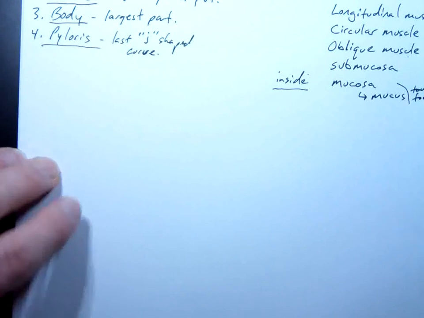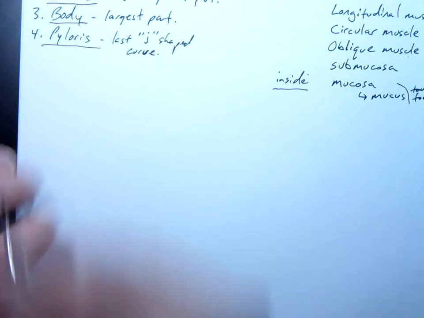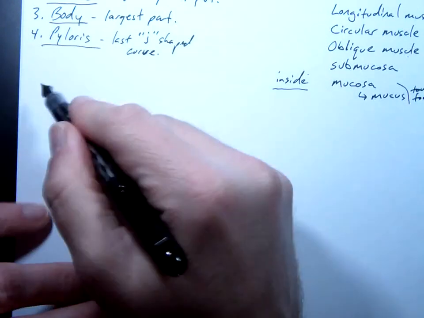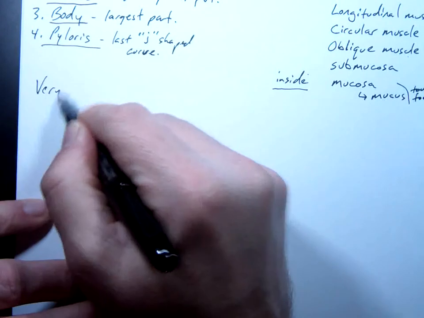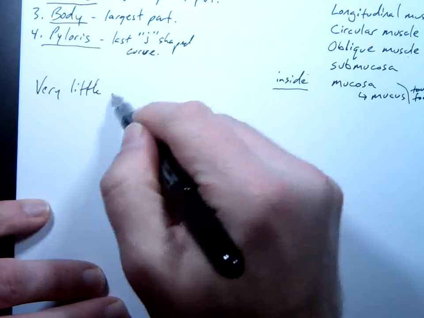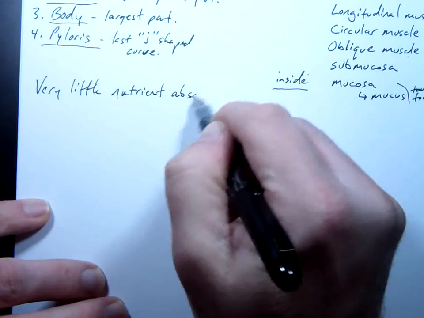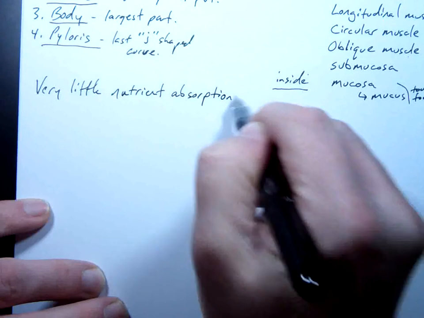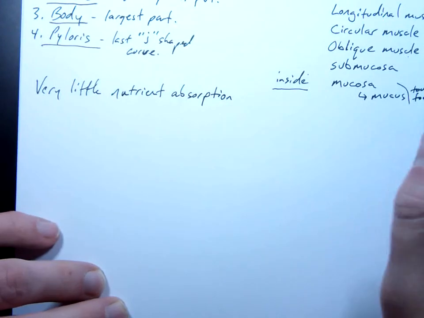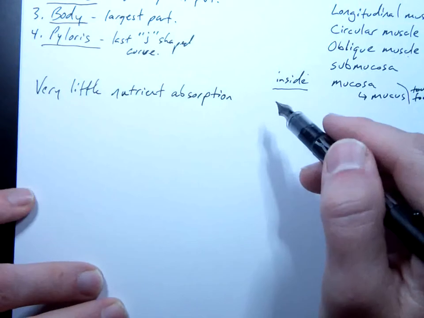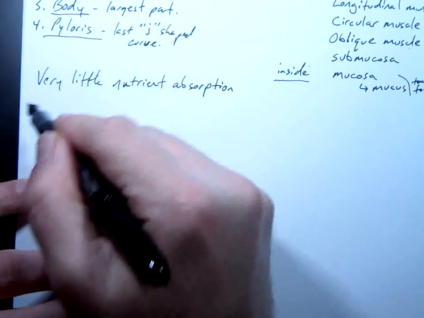As a result of this gel layer, we are not able to do some things the other parts of the digestive tract can do. There is very little nutrient absorption. This is a weird word. Absorb ends with a what? B. But absorption has a P in it. I don't know why, but it does. I had to look it up earlier. Very little nutrient absorption happens in the stomach.